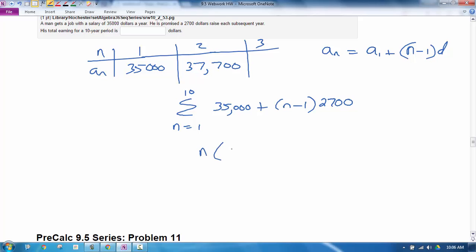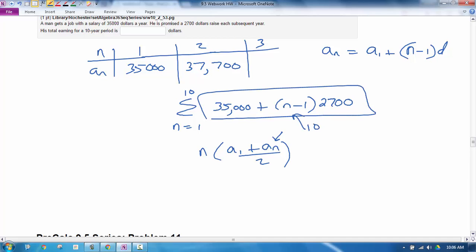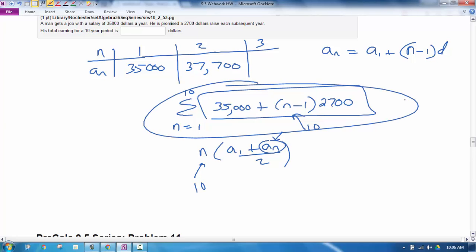We can either plug that into the calculator, or we can use the finite arithmetic series formula on the formula sheet, which says take the first term plus the last term and divide by 2. The only thing we would have to do is find the last term here after 10 years by plugging in 10 into this formula right here. Plug in 10 there and you'll get a sub 10. That goes here. And the first term is 35,000 divided by 2 times 10, the total number of years or terms that we're adding up. But I'm just going to plug this into the calculator and get the answer, and you can do the same.